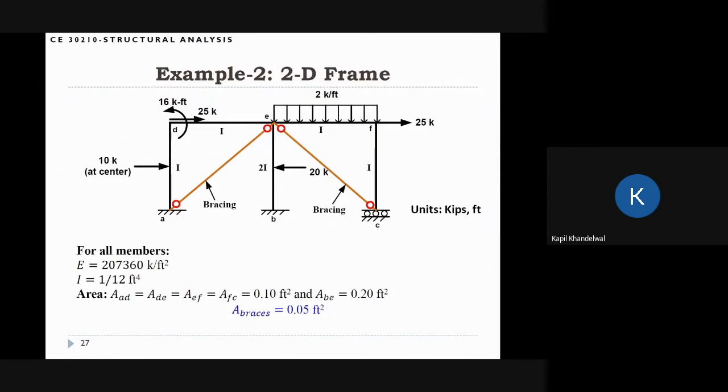So when I run this problem, the connectivity is not changing. I'm still using the same connectivity, but I have added 2 more members. The 2 members are added between A and E and C and E. And I have provided the area of the braces. So you can see that I don't need any other information for the braces. I just need the area. I don't need the moment of inertia. And all the other properties are here, and I use these properties and solve the problem.